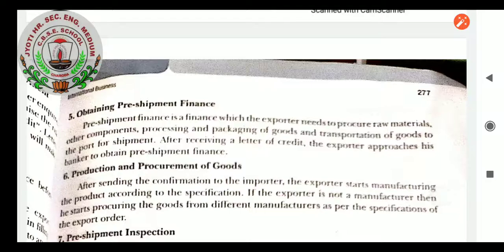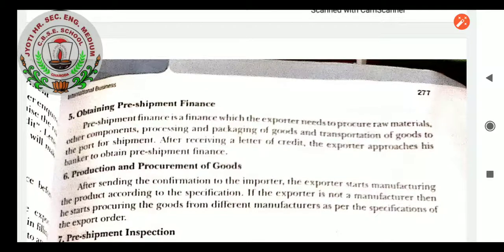Obtaining pre-shipment finance. Pre-shipment finance, what is, student? See here, always the ships will not be ready for our goods. It is not like that. So we have to make a finance ready so that at the time we have to make the booking of the ships so that our goods will be loaded over the ships and transported. As we learned, international business can be done through air route and sea route. Air route, airways, we can export light items, not the heavy and bulk items. So for that time, definitely the ship is needed, and for that pre-shipment finance is to be done.